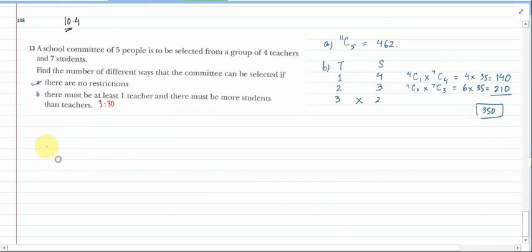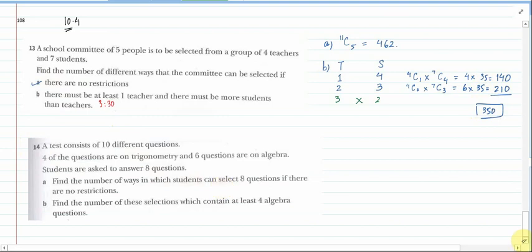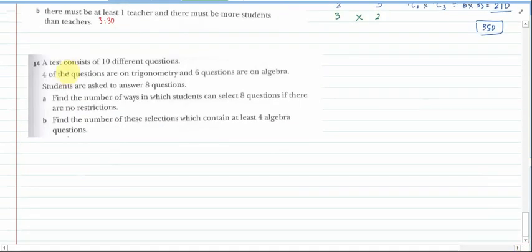Alright, I hope that this question is clear to you. Moving on to the next one, question number 14. The question says a test consists of 10 different questions. 4 of the questions are on trigonometry and 6 questions are on algebra. Students are asked to answer 8 questions. Find the number of ways in which a student can select 8 questions if there are no restrictions.